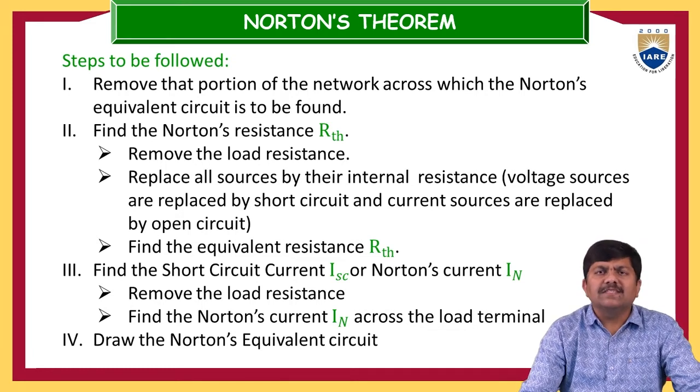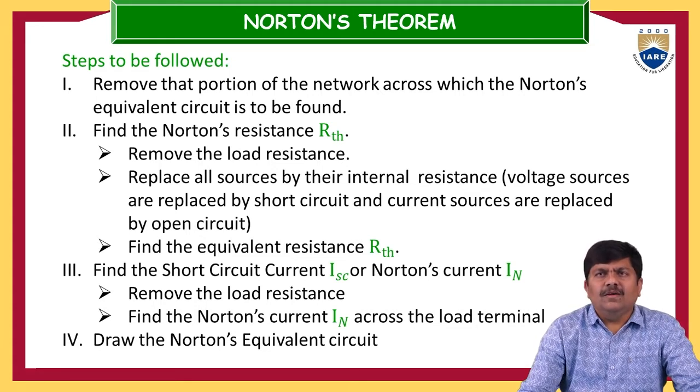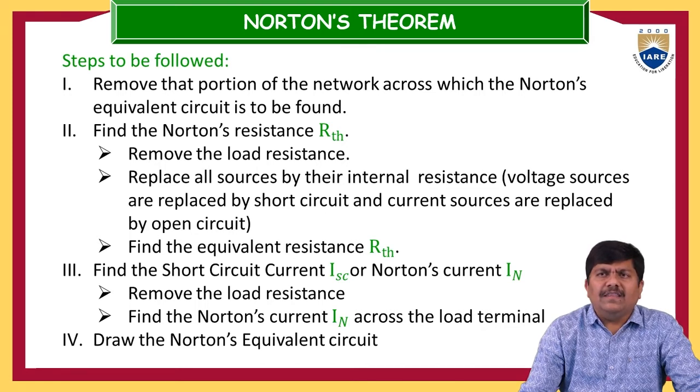Anyhow, we are going to discuss one or two problems. With the help of those problems, we can get complete confidence in reducing a complex electrical network into the standard form proposed by Norton. And the third step is to find the short circuiting current ISC, or Norton's current IN. So how are we going to determine this short circuiting current? That is, find the Norton's current IN across the load terminals after removing the load resistance. And finally, draw the Norton's equivalent circuit.